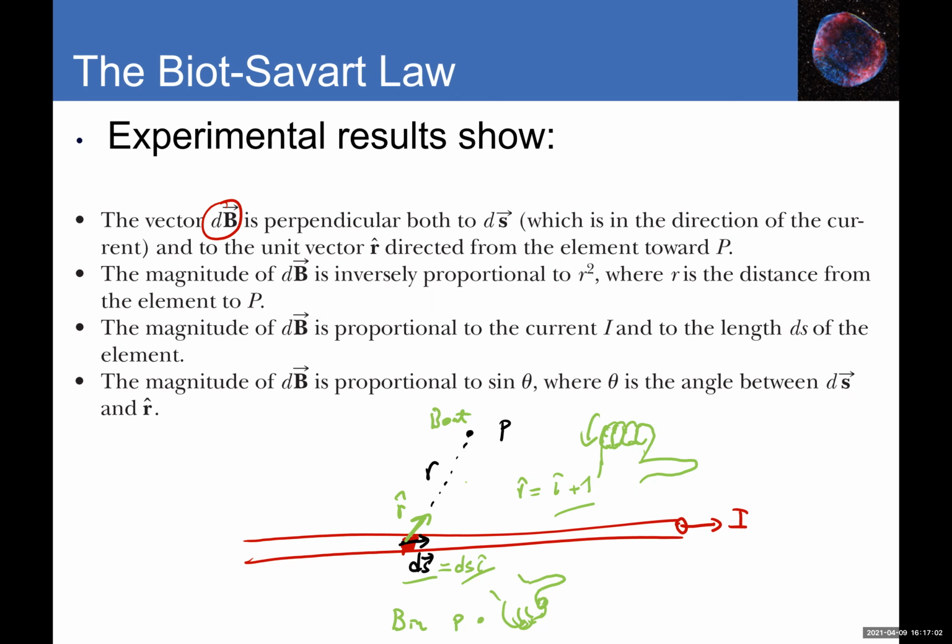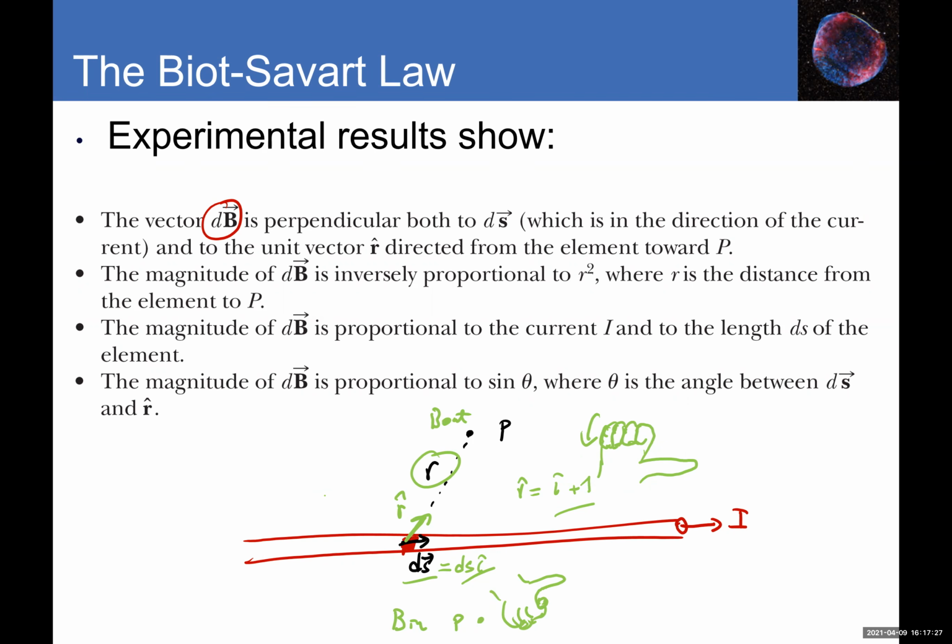All right, so that means magnetic field will be perpendicular to both the length element ds and the r hat vector. The magnitude of the magnetic field is inversely proportional to the distance r squared. That means the further you are from that wire, the weaker the magnetic field, just 1 over r squared, just like electric field, remember? Where r is the distance from the element to P.